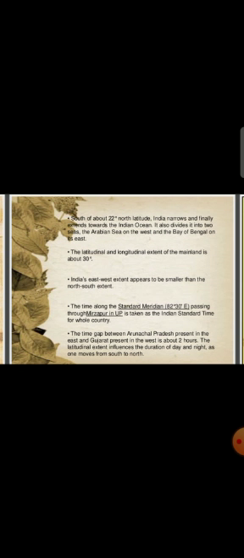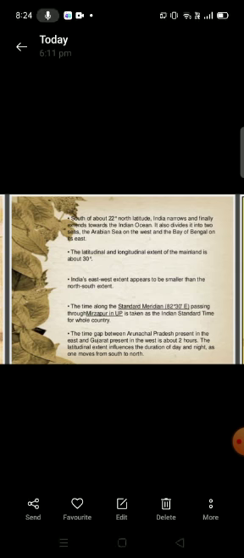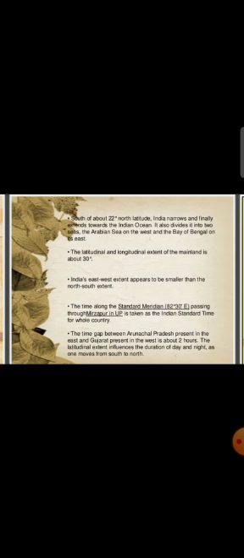The time along the standard meridian. And what is the standard meridian of India? 82 degree 30 minutes east, passing through Mirzapur in UP, is taken as the standard meridian time for the entire nation. The time gap between Arunachal Pradesh in the east and Gujarat in the west is about 2 hours. The latitudinal extent influences the duration of day and night as one moves from south to north.